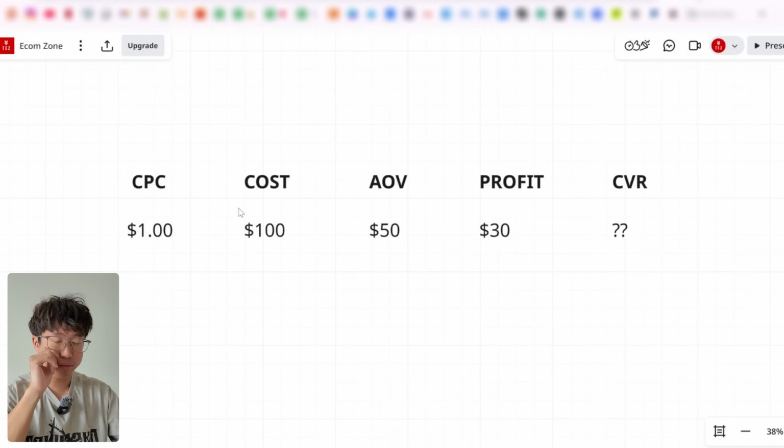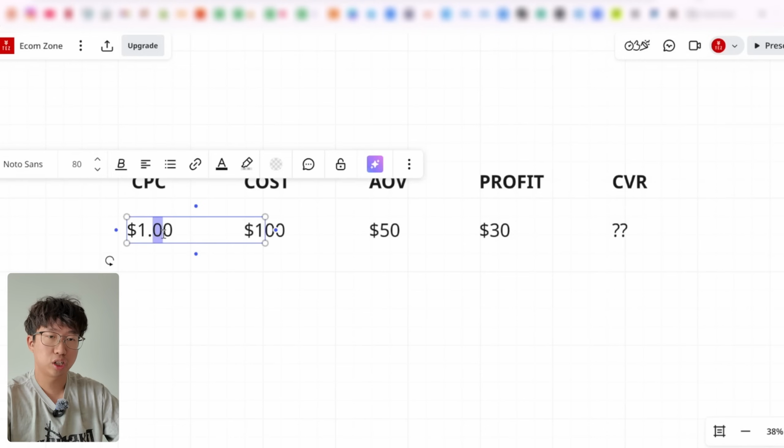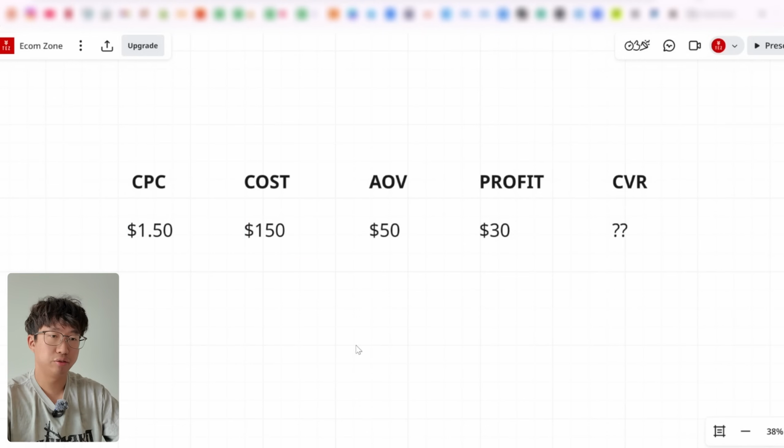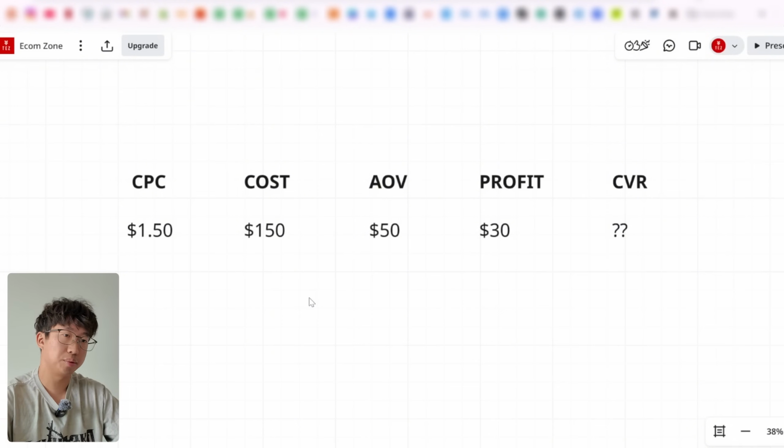So down here, we also have another calculator. Now let's just say your cost per click is $1. That means your cost is $100 for 100 visitors. Now let's just say your cost per click is £1.50. That means you're paying $150 for 100 visitors. So this cost here is for 100 visitors to your website.